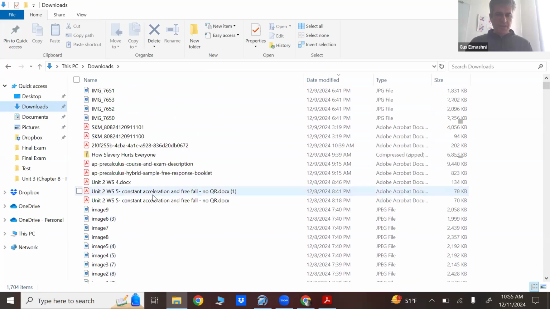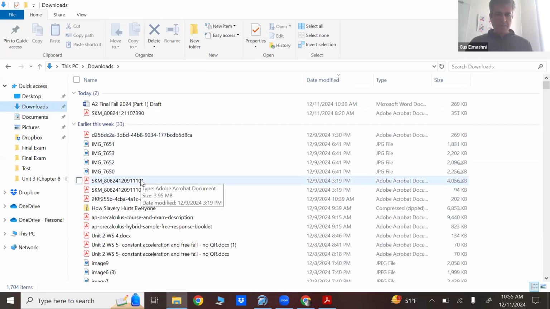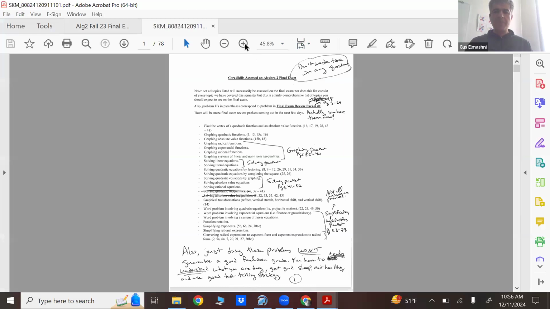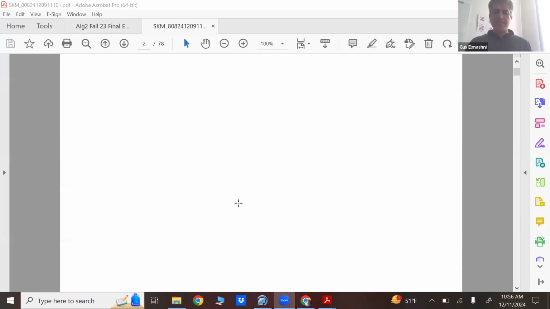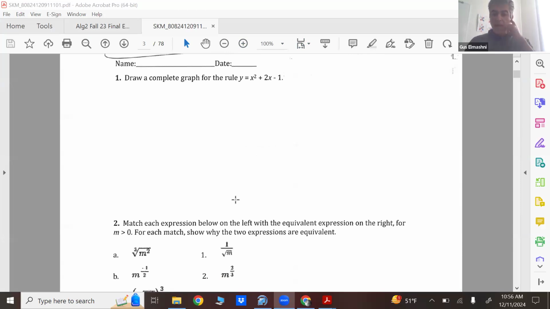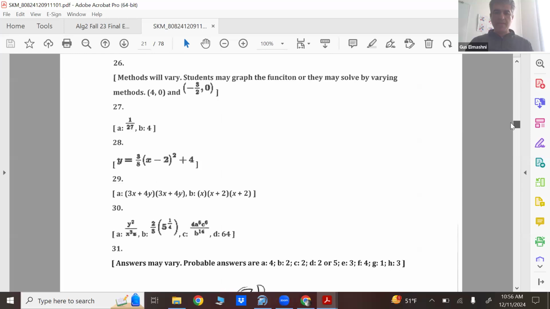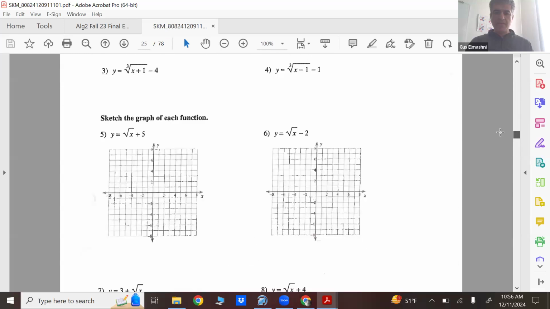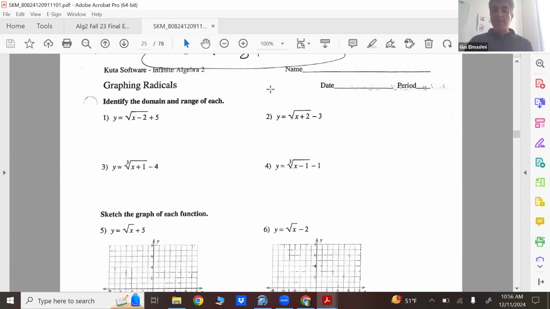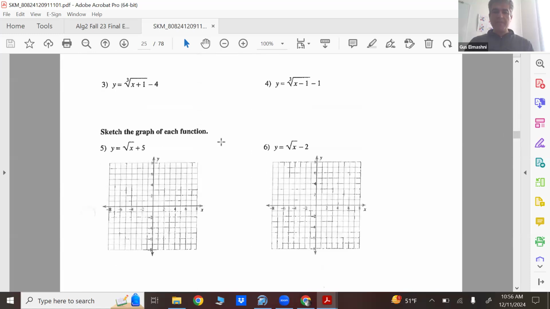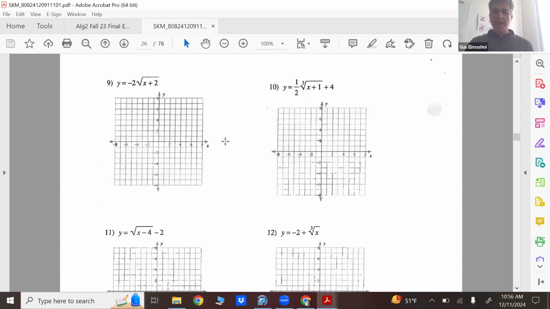Give me one sec here. There's this one. Oh, it's this. Here we go. Okay. All right. So what to focus on, guys? I would say, I'm gonna jump to, okay, definitely graphing radicals. That's good. This is page 25. Yeah, any of these are good problems.